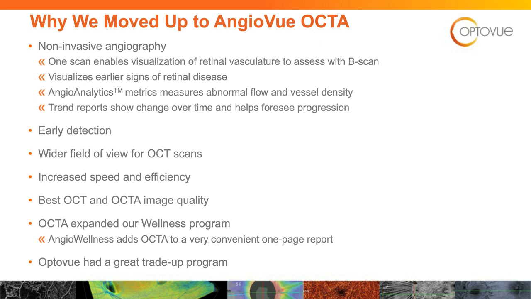Visualizing earlier signs of retina disease. I'm going to show you some really cool slides within angio wellness with diabetes and macular degeneration. Our traditional OCT was great for glaucoma, great for diabetic changes in the B scan, and awesome for the vitreoretinal interface. But traditional OCTs were pretty much meh for macular degeneration.